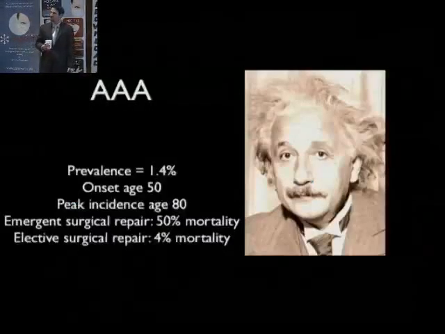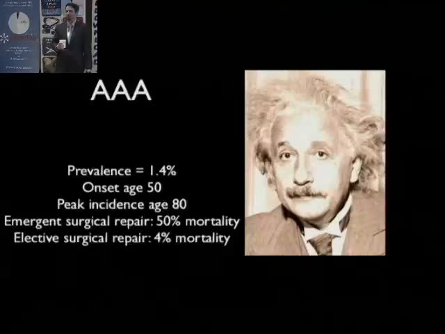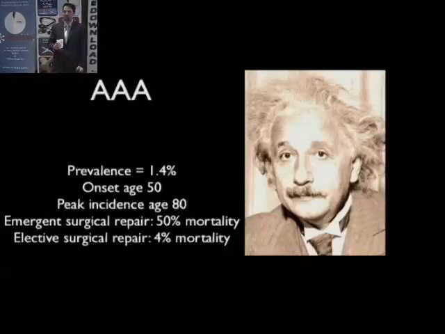I have a picture of Albert Einstein up here because he died of a AAA. Supposedly he knew that he had AAA and refused to have surgery because he was worried about the risks of surgery. This slide does illustrate that the mortality with emergent surgical repair is quite high. So if you wait until you're rupturing or having severe symptoms and you need to be rushed to the OR, you've got a 50% chance of making it out. Whereas if you can spot this earlier than the rupturing stage, 4% mortality. So hopefully after this lecture, you guys will be equipped to save the next generation of Albert Einsteins.